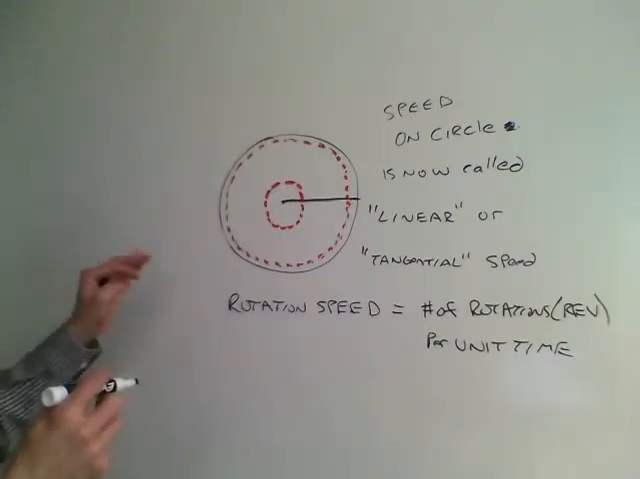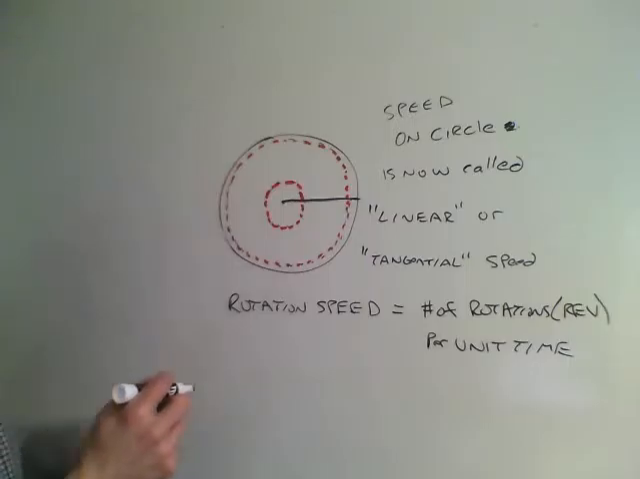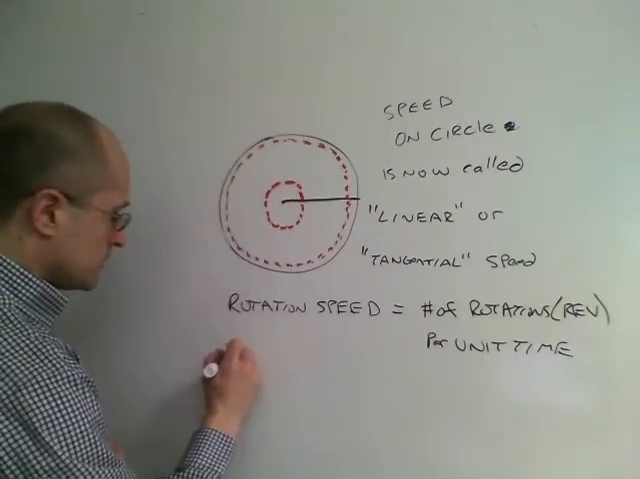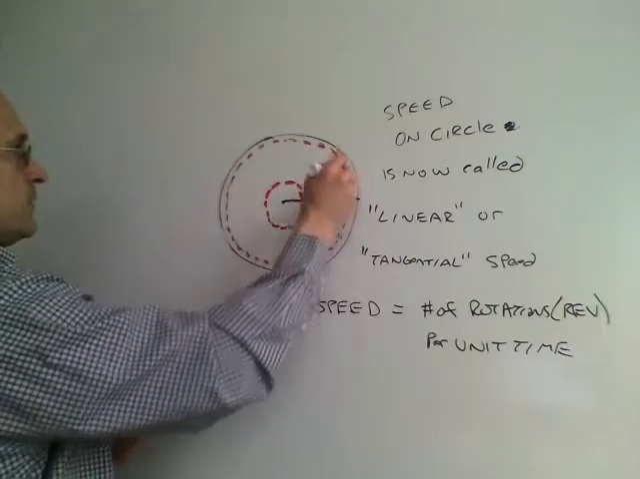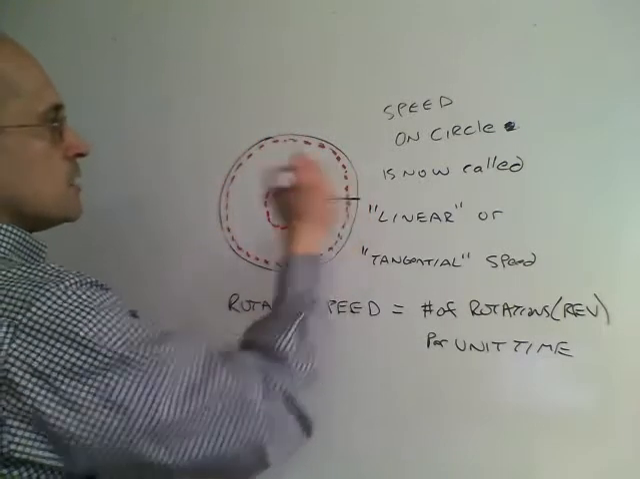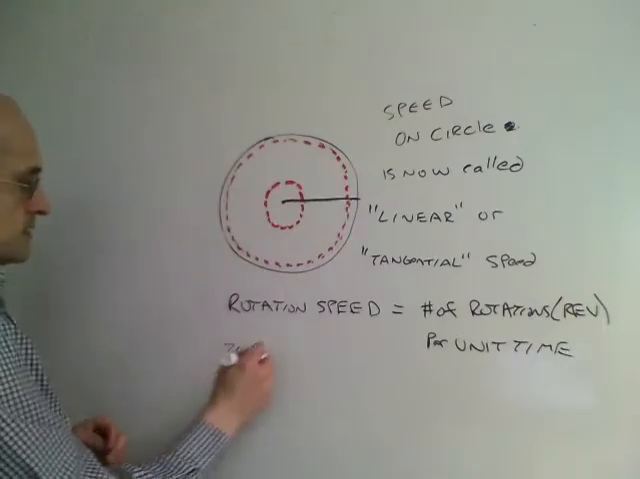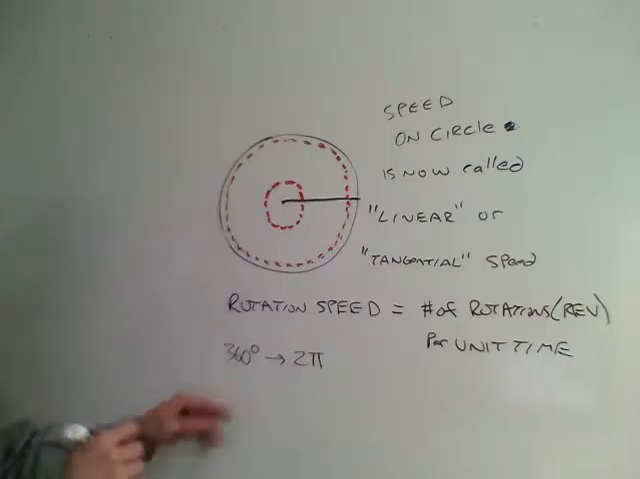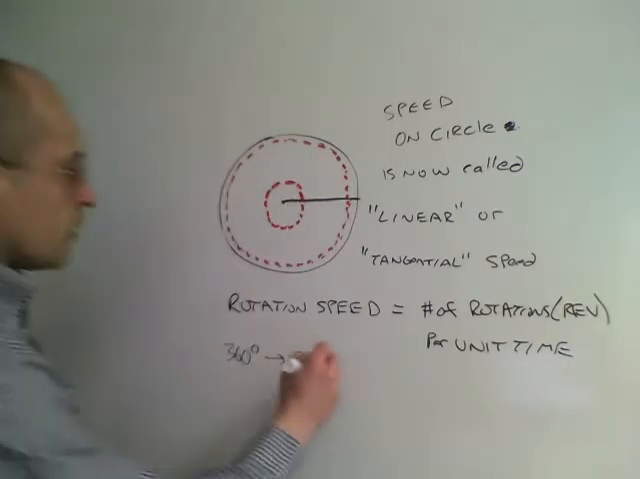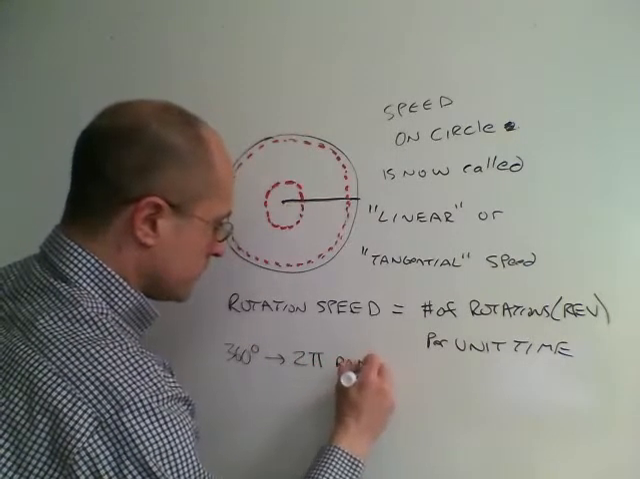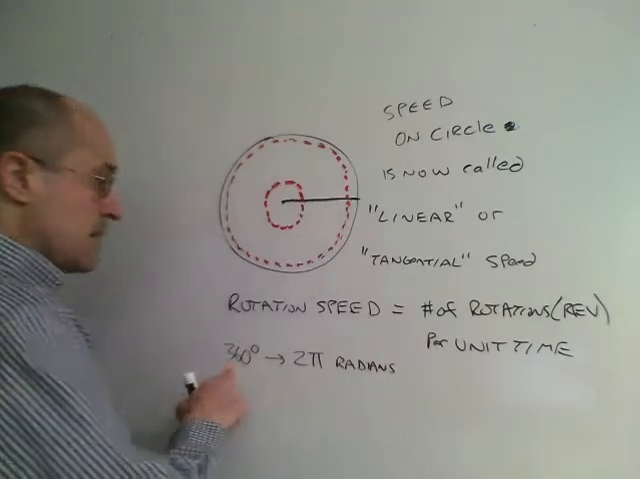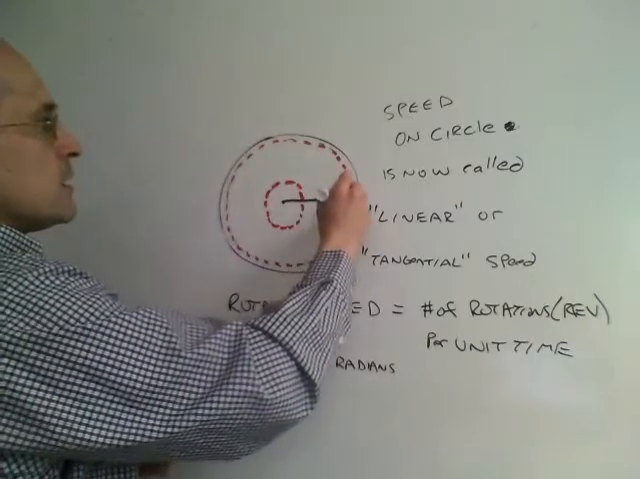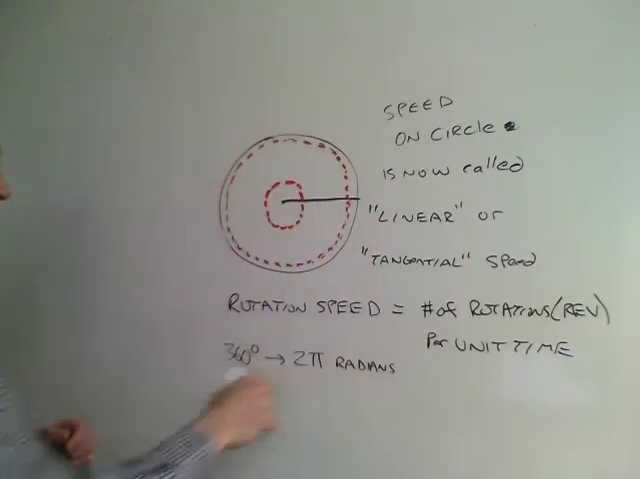Now, in physics, one way we measure rotation speed is we know that a circle is 360 degrees. If you go around an entire circle, you've covered 360 degrees. Well, the unit we use for that is 2 pi. So there's 2 pi, what we call radians, in 360 degrees. So when you walk around the entire circle, you've covered 2 pi radians.